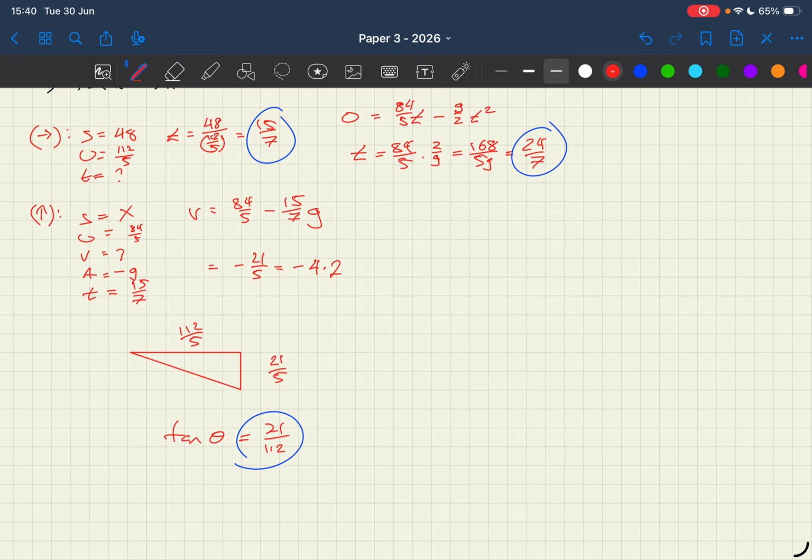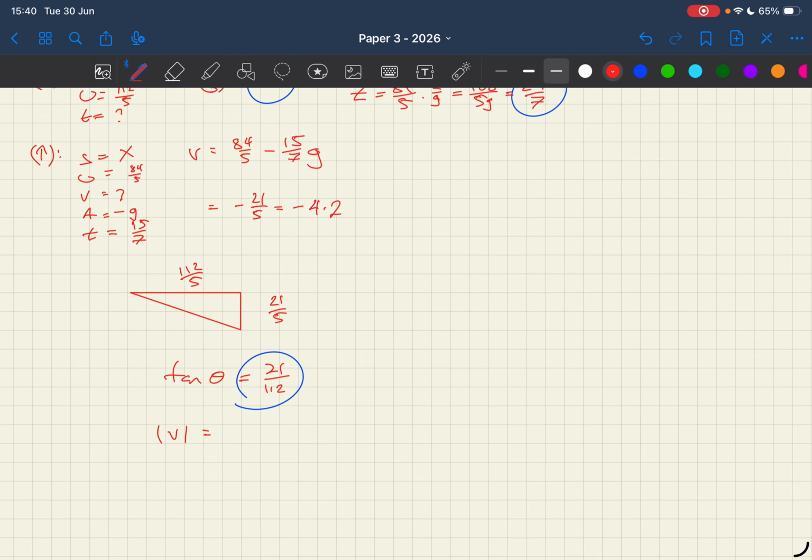Lovely, looks good. For the speed then, what we're going to have is, well, the fifth can come out the front, can it? And then we're going to have 112 squared plus 21 squared, and that whole thing square rooted. Wow, that calculator, what do we get? 0.2 times the square root of 112 squared plus 21 squared gives us, not a very nice number, 22.8. Is that right? It is indeed. Lovely. This is all looking good.